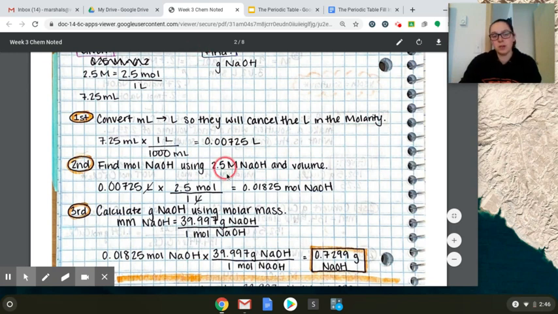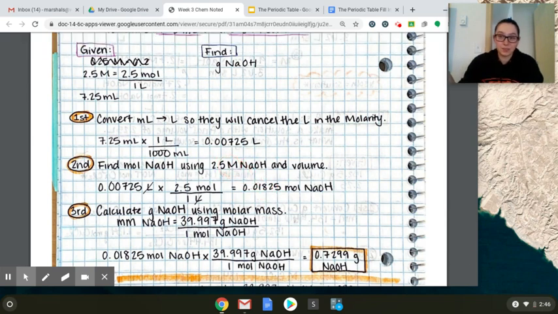Some of you might have been looking at steps 2 and 3 and going, can't I just put this into one long equation? The answer is yes, you absolutely can do that. The reason that I broke it down step by step is because you still need to be able to understand what's happening at every single stage of your long stoichiometry equation. This will help you understand that.